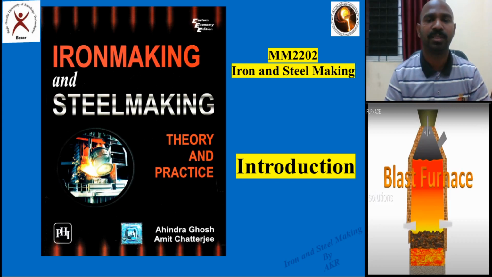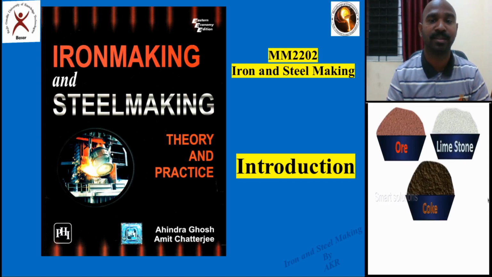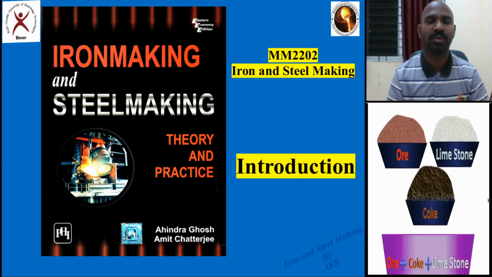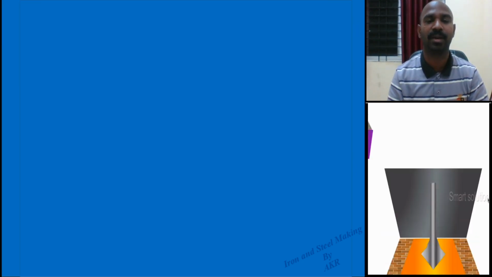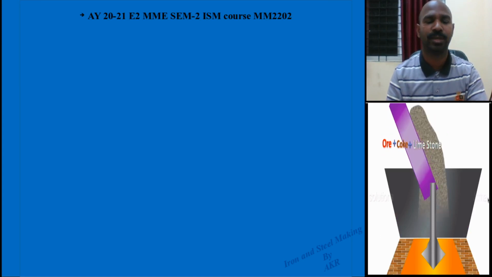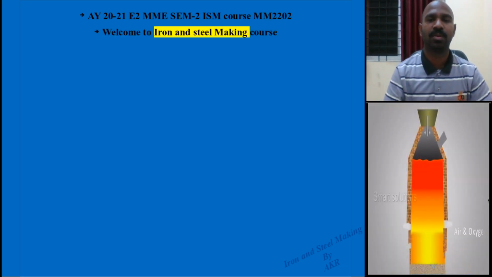Welcome to Iron and Steel Making course. Let me introduce this particular topic today. The course code of Iron and Steel Making is MM220. This is one of the textbook cover pages, and let me give a few highlights of this particular course, semester 2 course Iron and Steel Making.